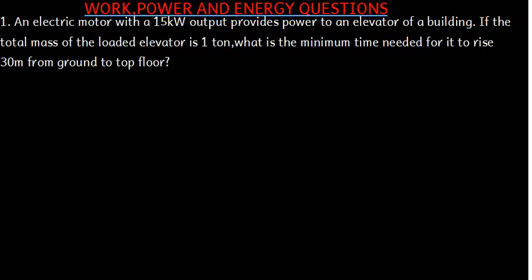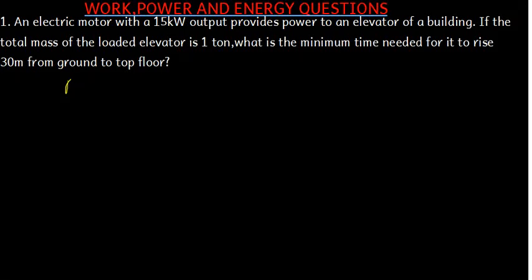So we know that power is given by work divided by time. Now, because there is a rising here, work is given by mgh, and so power becomes mgh divided by time. And the power has been given in kilowatts. So 15 kilowatts, converting it to watts, we're going to multiply by 1,000.